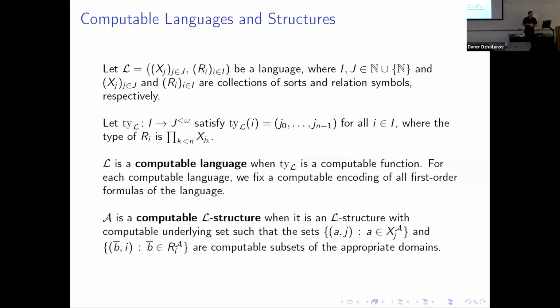A computable structure is then one where I can computably define the set of a comma j, where j is the sort of a. So I can computably define each sort, and for each relation, I can computably tell you whether or not you're in that relation. From this, for any quantifier-free formula, you can figure out a computable answer.